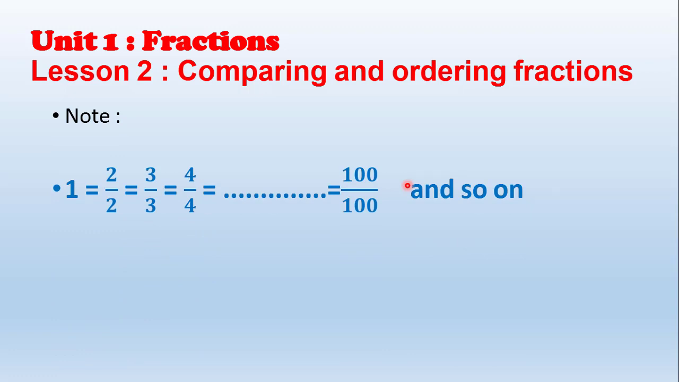I want you to remember that 1 can be written as 2 over 2 or 3 over 3, 4 over 4 or any fraction with the same up and bottom number. Okay, if we have a fraction where the bottom number is equal to the top number, then this fraction is equal to 1, because 2 divided by 2 equals 1, 3 divided by 3 equals 1, and so on. So we can write 1 as a fraction with the same number up and down.